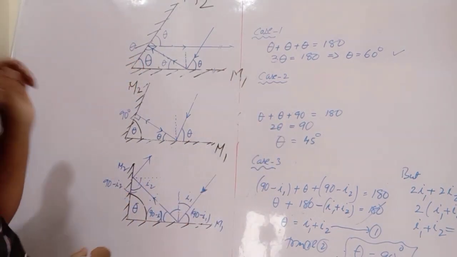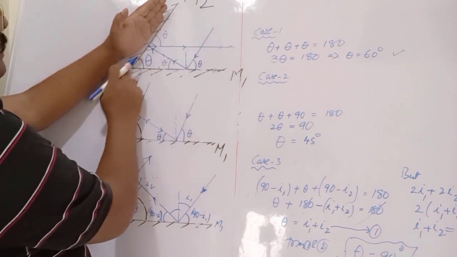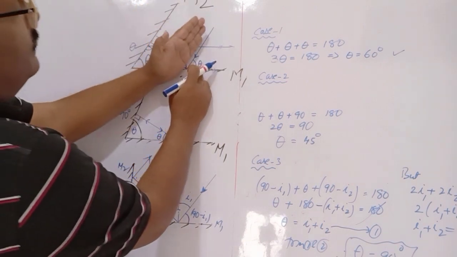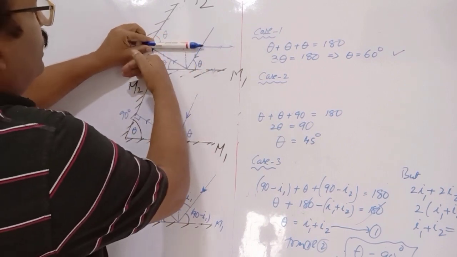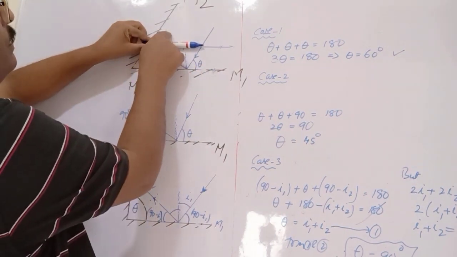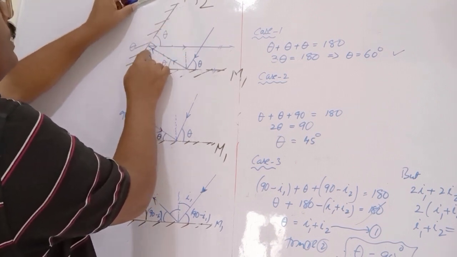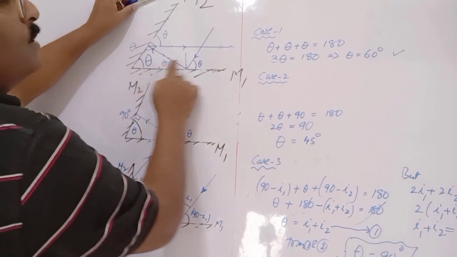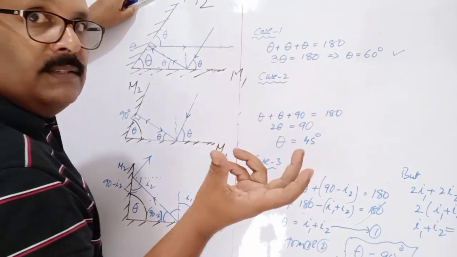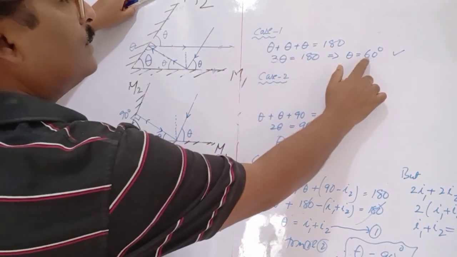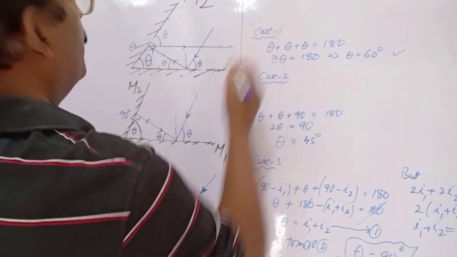I think you understood it. The incident ray is parallel to the second mirror. The angle between the first mirror and second mirror is theta. Therefore, this angle will also be theta. The second ray is parallel to the first mirror. As this is theta, this could be theta. Hence, as this is theta, this will be theta. Theta plus theta plus theta must be 180 degrees, because the total angle in any triangle is 180 degrees. Hence, 3 theta is 180 degrees. Theta must be 60 degrees. This is case number 1.